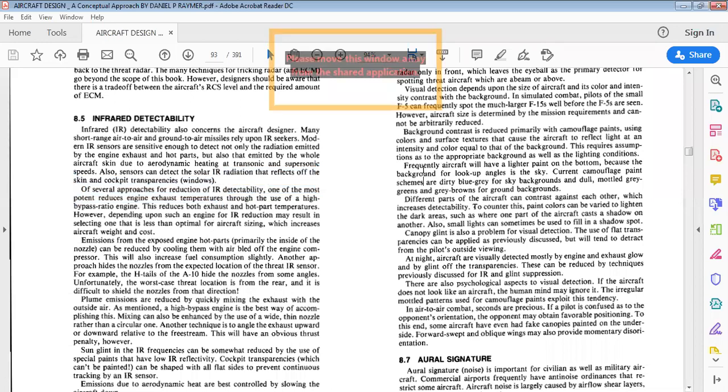Okay. And aural signature, you can see the aural signature. So in this, we can see about it here. In this you can see aural signatures and crashworthiness considerations.